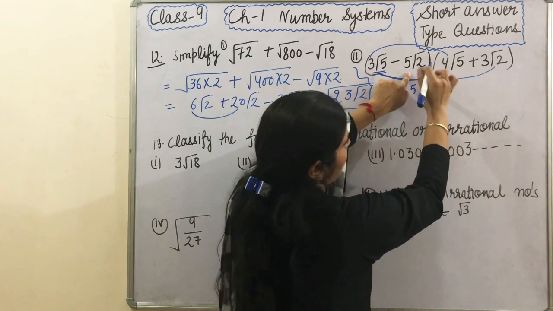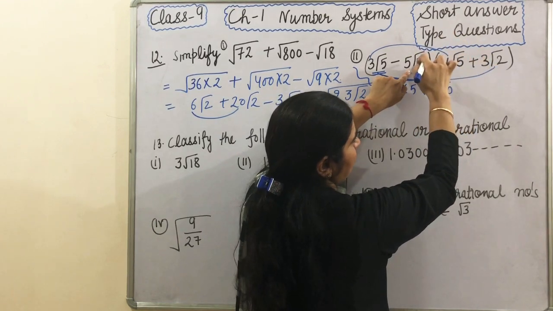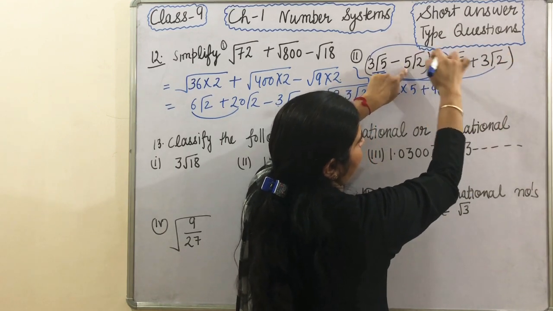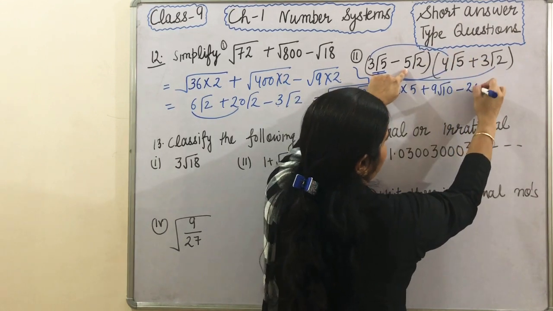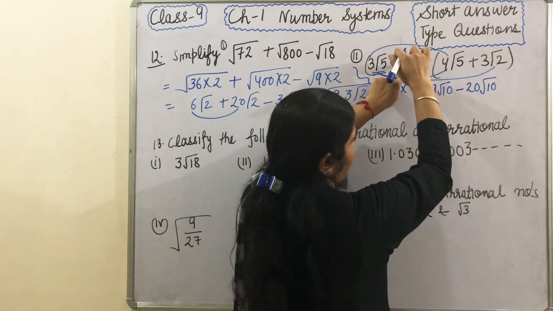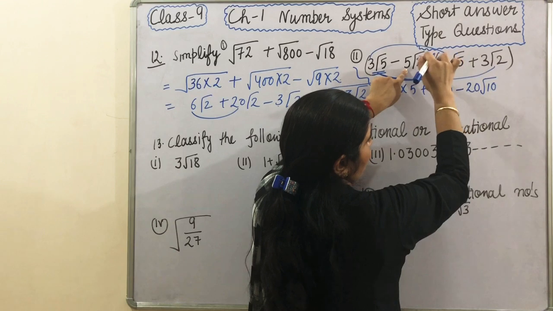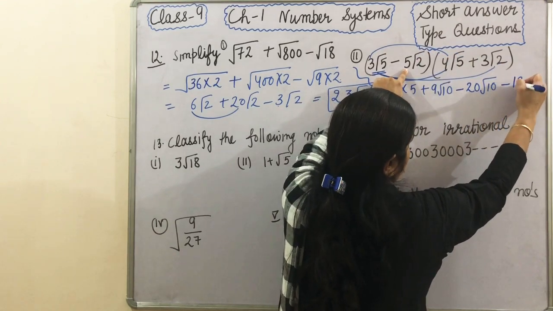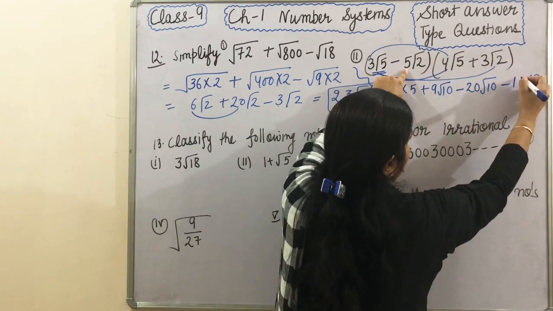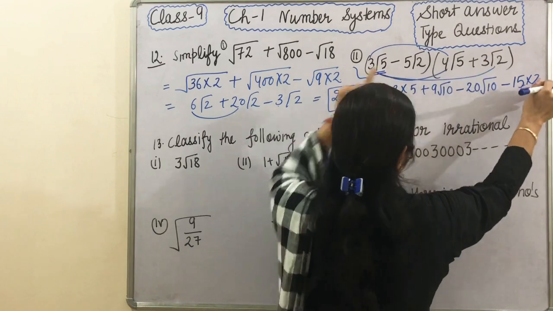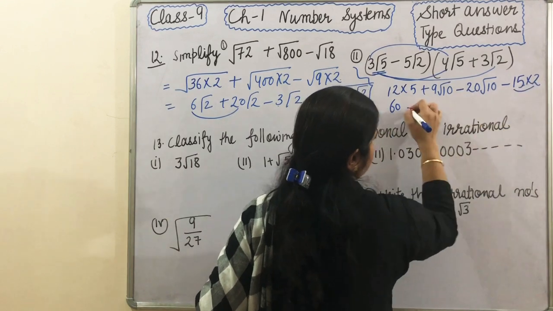Now we'll do the multiplication by minus 5 root 2. Minus 5 root 2 multiplied by the first term and then by the second term. 5 fours are 20, root 2 root 5 is root 10, minus 20 root 10. Further we'll multiply minus 5 root 2 by 3 root 2. 5 threes are 15 and root 2 times root 2 is 2. 12 fives are 60 and minus 30.